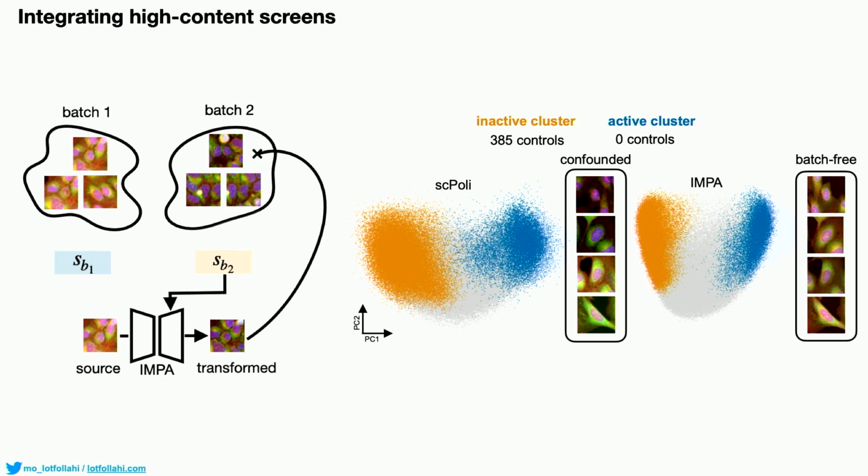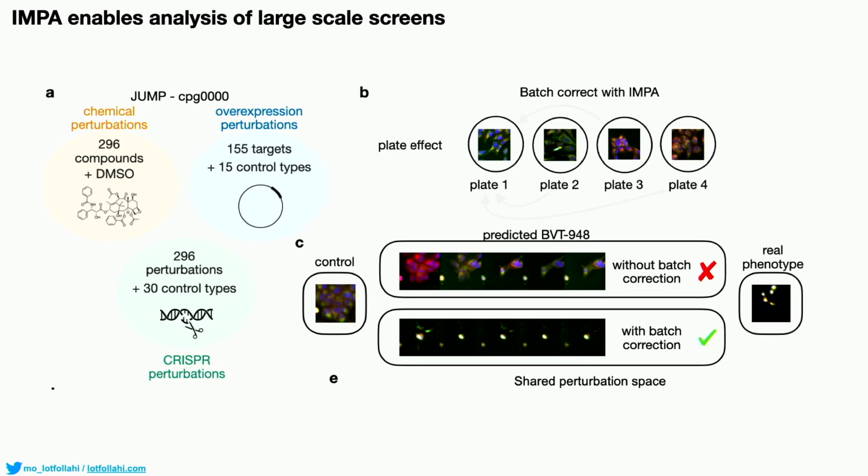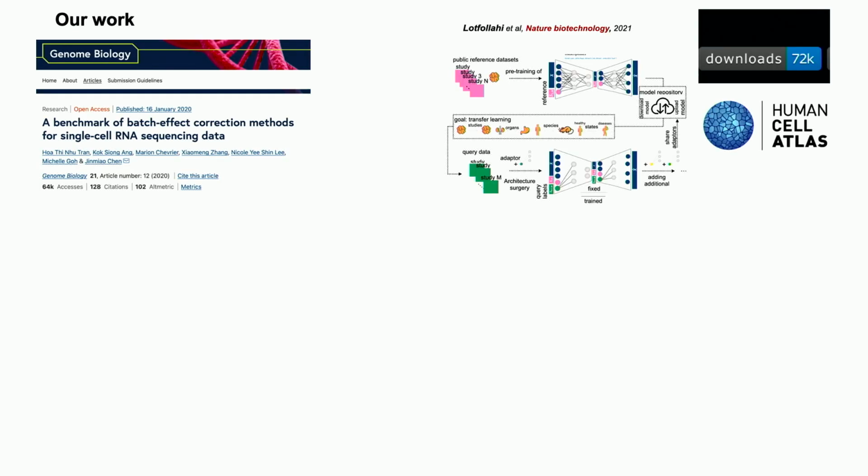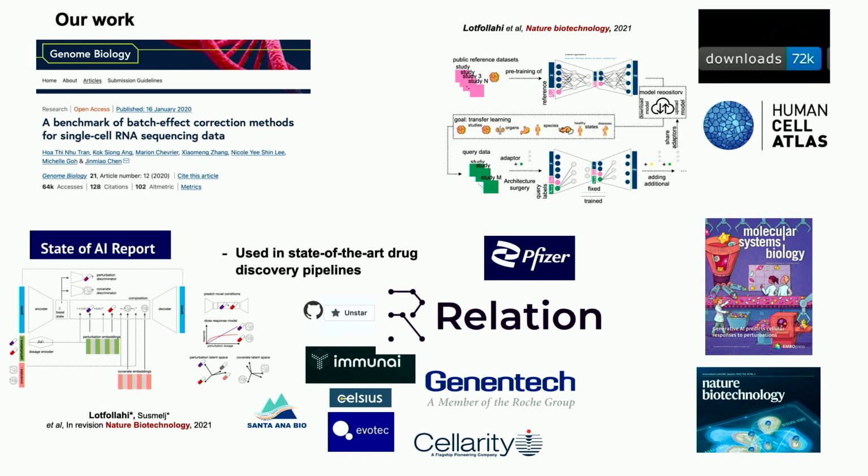We actually use this model to correct batch effects in this type of data. In larger consortia data, like the JUMP consortium, they are creating huge datasets across many labs and different perturbations. What we show here is that you can use IMPA to correct batch effects and even infer a manifold like the one I showed you, but now for high content imaging, where you can encode both CRISPR perturbation and chemical perturbation, and use this for generation. I'll skip this part, but a bunch of this stuff is not just academic work. It's actively used in practice.